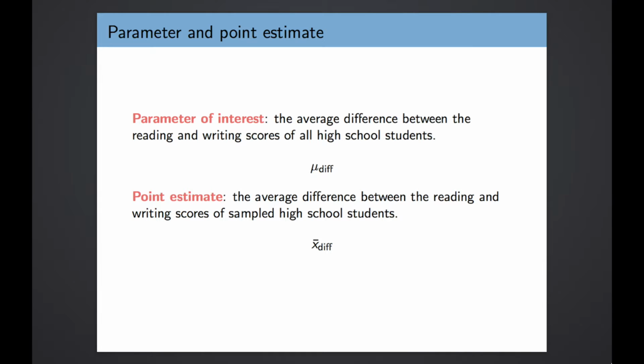Remember, we started out by asking whether there was a meaningful difference in the reading scores and the writing scores for the students in our sample. So our parameter of interest is the average difference between reading and writing scores for all of the high school students in the population that we're interested in. The point estimate that we have is the average difference between reading and writing scores in our sample, so the average difference among the 200 high school students that we sampled out of this survey.